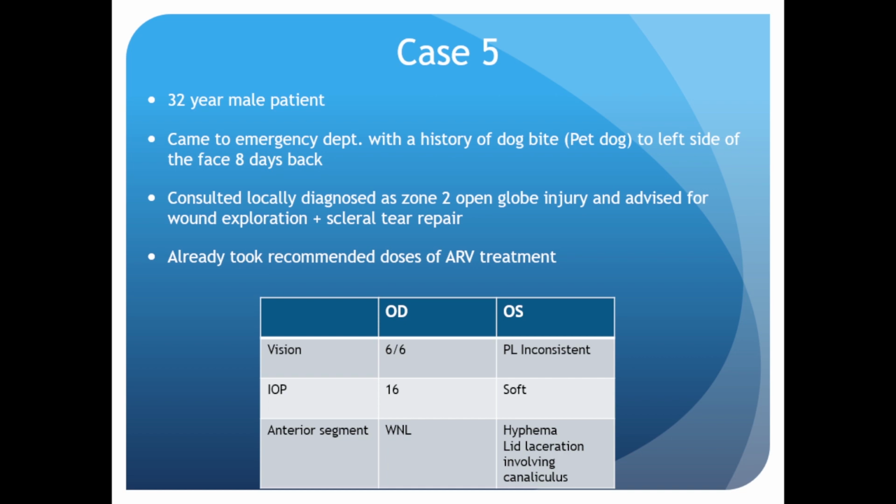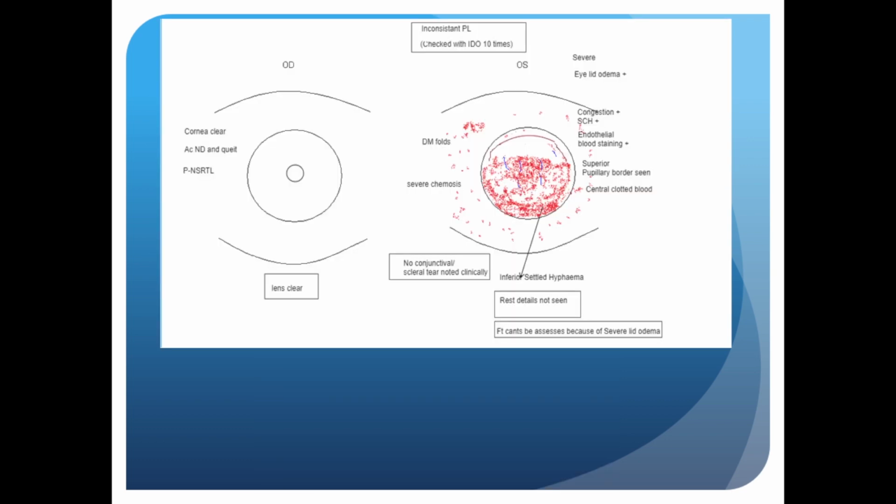So, moving to case number 5. A 32-year-old male patient came to the emergency department with a history of dog bite. He was bitten by a pet dog on the left side of the face 8 days back. Consulted locally, it was diagnosed as zone 2 open globe injury and he was advised wound exploration and scleral tear repair. He had already taken ARV treatment elsewhere. He came to us with vision of PL inconsistent, IOP soft, with hyphema and lid laceration involving the canaliculus.